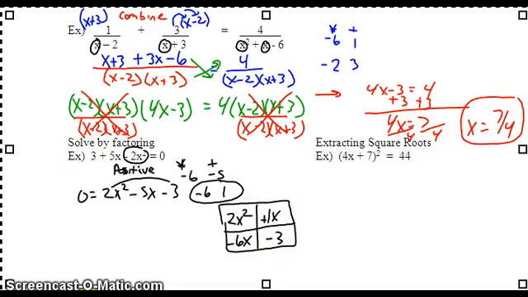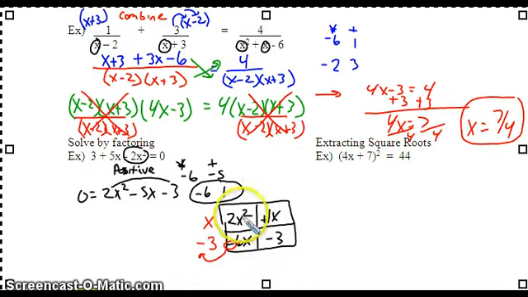And now that you have the box, all you have to do is go across and down and find the greatest common factors. So going across here, I can take an x out of both. Going across here, I can take out a 3. But because this is negative, it's going to be a negative 3.